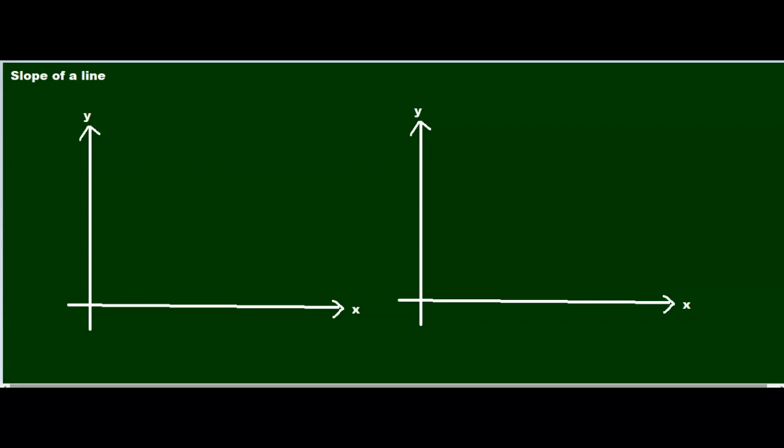Today I'm going to discuss what the slope of the line is and how we can calculate it. Basically, the slope is our rise over our run. What does that mean exactly? The rise is the change in the height from one point to the next, and the run is the horizontal change in distance from one point to the next.